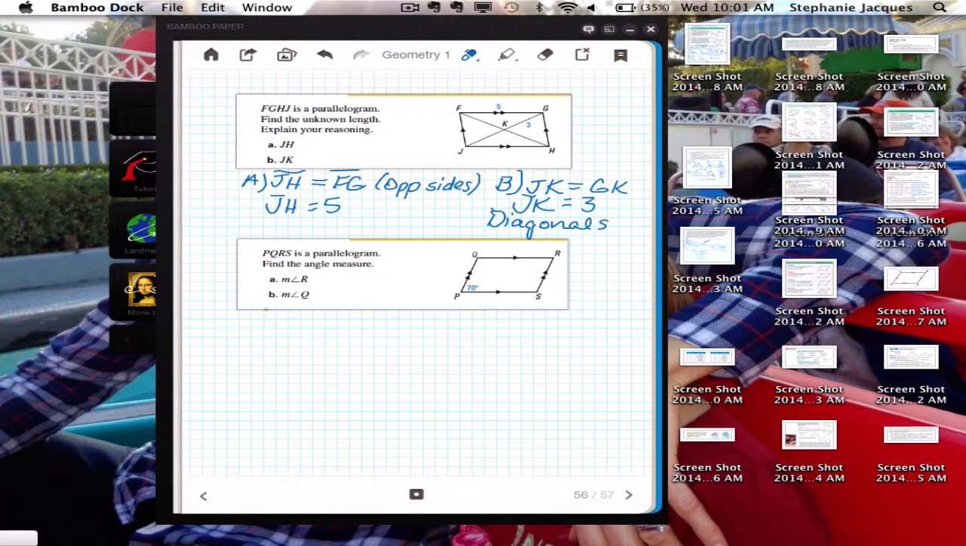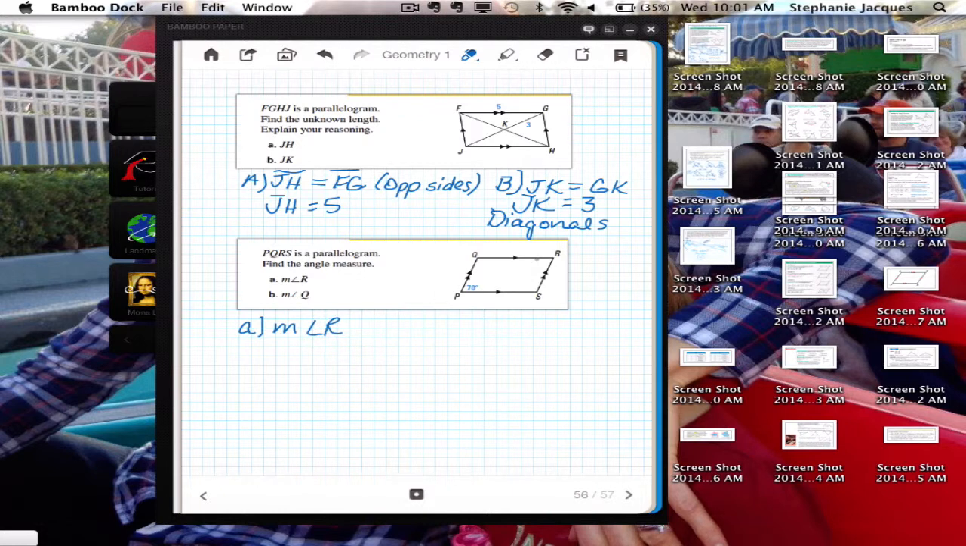Okay, next example. PQRS is a parallelogram. Find the angle measures. So we know from the theorems that two angles next to each other, the consecutives, are supplementary, so they should equal 180. So let's look at the measurement of angle R. We want to find that.